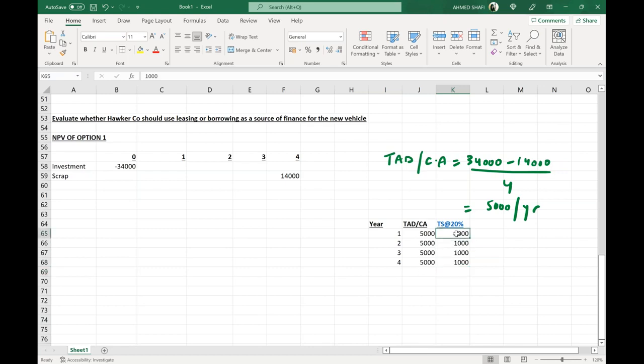But since taxes are paid in arrears, the year one benefit is going to come in year two, the year two benefit in year three, the year three benefit of 1,000 in year four, and the year four benefit in year five. So for the capital allowances or TAD, it's every year from year two, a benefit in years 2, 3, 4, and we have to make year five as well.